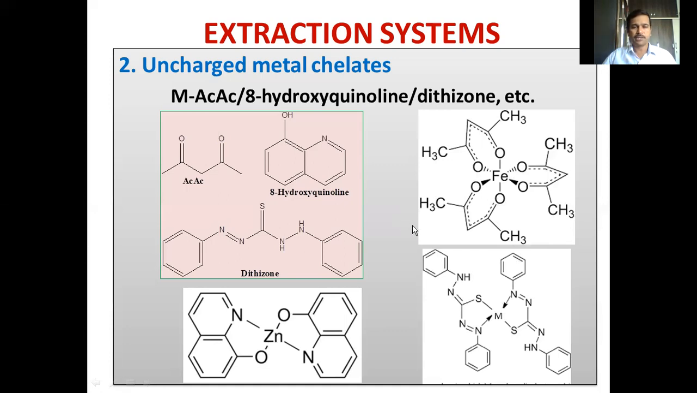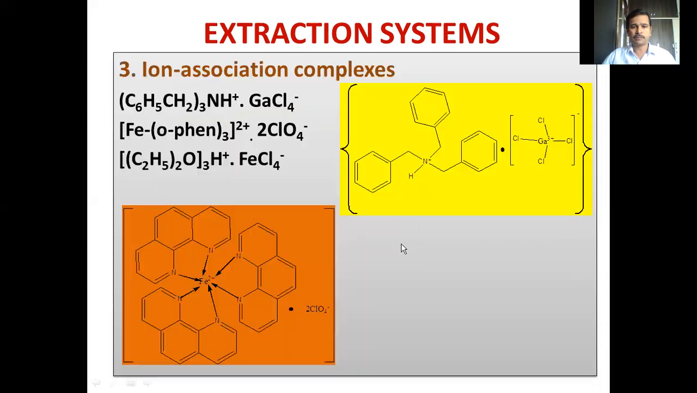That is, they are uncharged and their aqueous solubility is reduced, because hydrophobic interaction with the organic solvent is increased as a result of declining hydration, declining hydrophilic property, and even bulky organic molecules are replaced in place of water. Therefore, their aqueous solubility will be reduced and their solubility in the organic solvent will be increased. And the third group of molecules are ion association complexes.